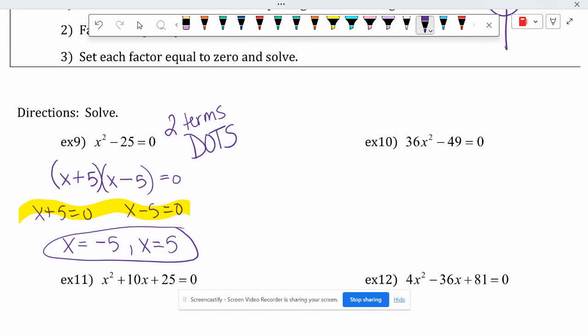How many terms do I have? 2 terms. Is the leading coefficient, like the a squared term, a perfect square? Yeah, it is. What about the last term? What is the square root of 36? That's going to be 6x. What is the square root of 49? 7. What do I put in the middle of both those binomials? One positive, one negative.